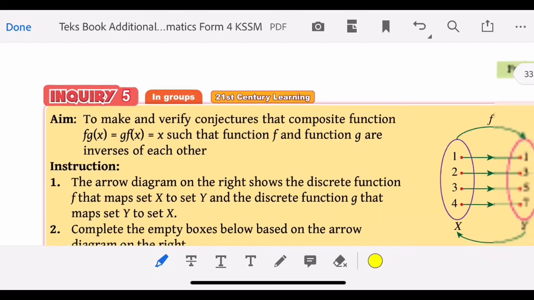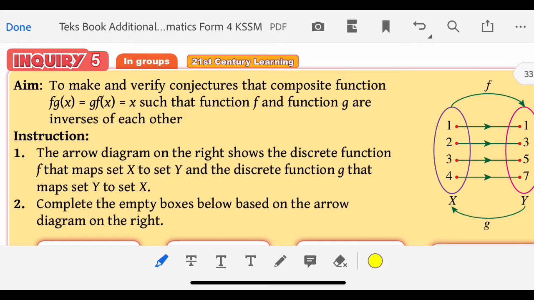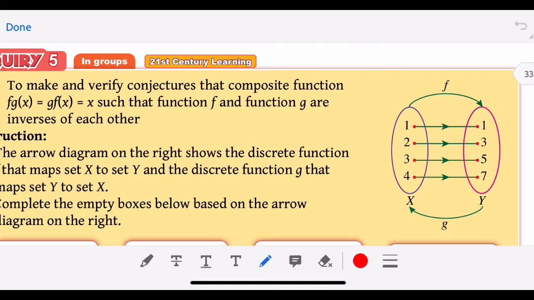Inquiry 5. For inquiry 5, to make and verify conjectures that the composite functions f(g(x)) and g(f(x)) are equal to x, such that function f and function g are inverse to each other. So let's understand the activity here.